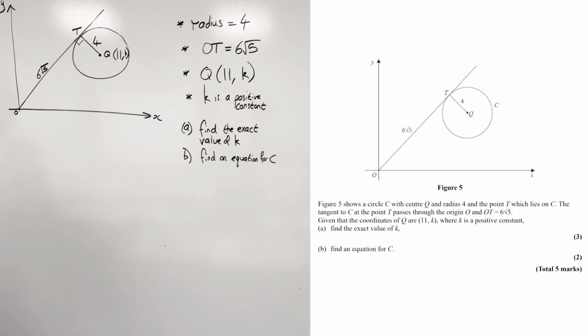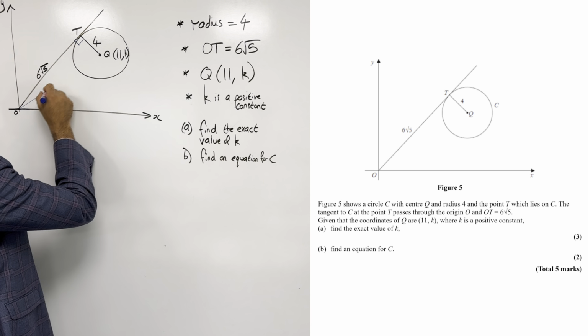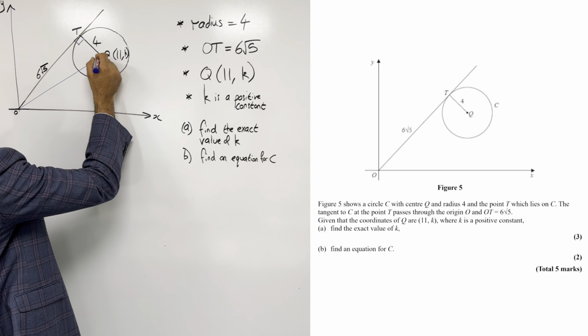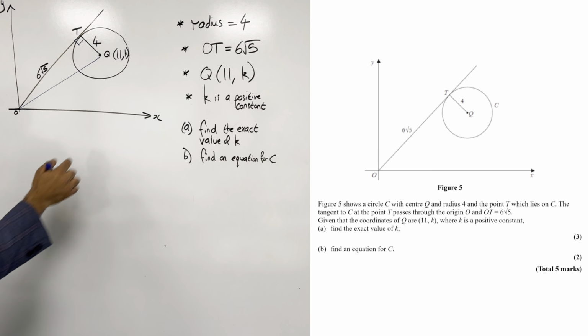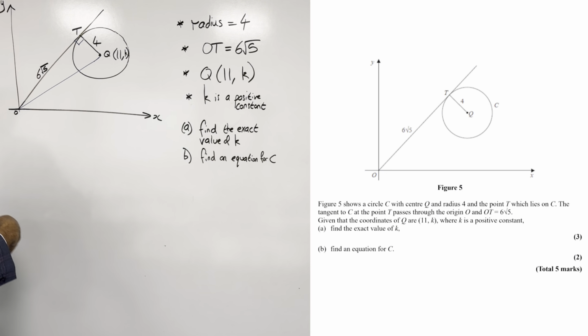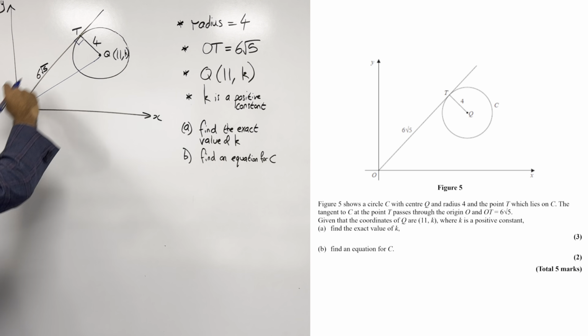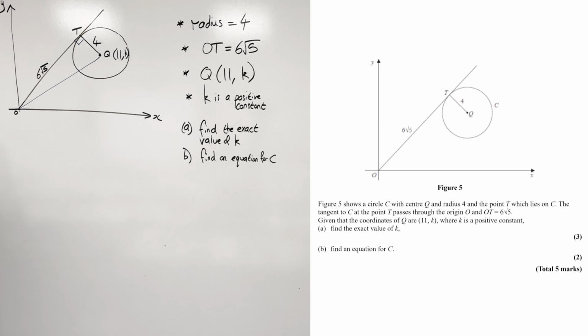My second thought is, if I join the origin to the center of my circle, this is going to form a triangle. So that's something that you would want to do. My aim is to work out what this value of k is. I can't really think of what to do straight away, but what I can do is use this right angle triangle and use these two lengths to work out what the length of this hypotenuse is. So let's try and do that and see where it takes us.